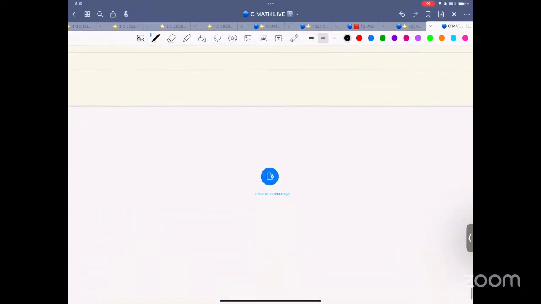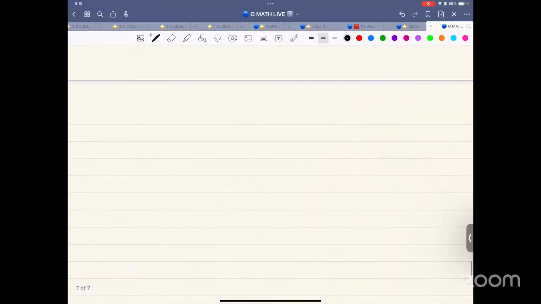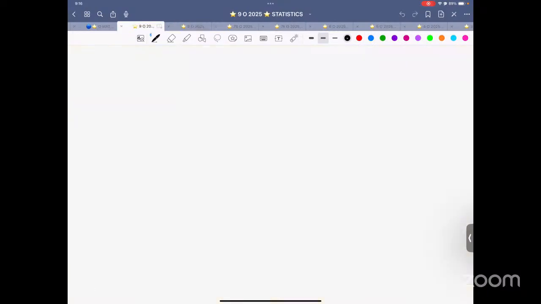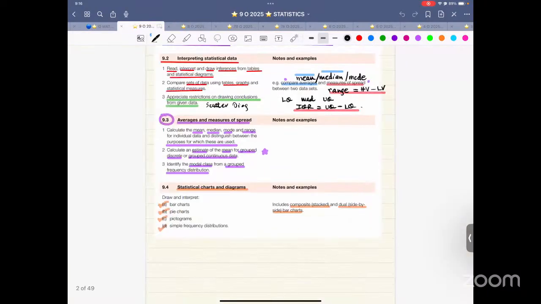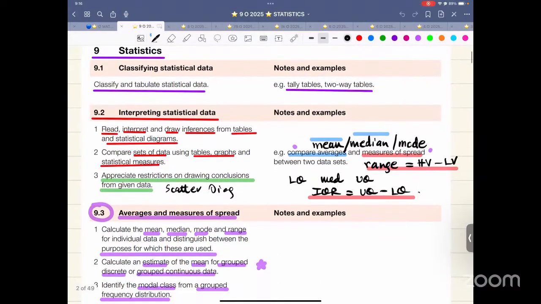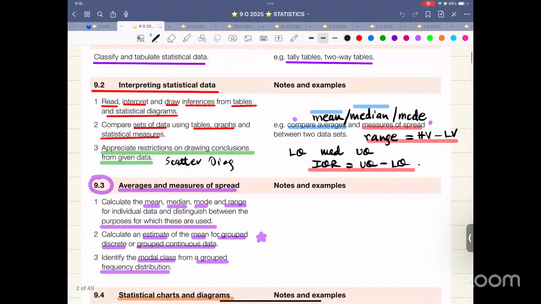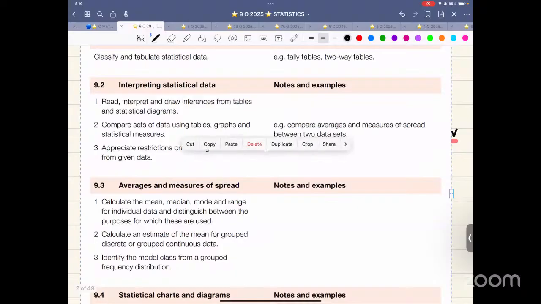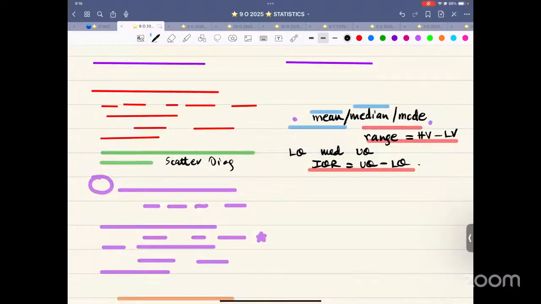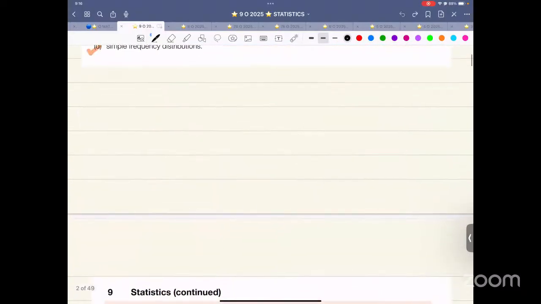So now there are different approaches that I can apply. Let me first get started with some topical thing. Let's say this is topic number 9, that is statistics. And let me just copy this thing. And let me add a page over here.